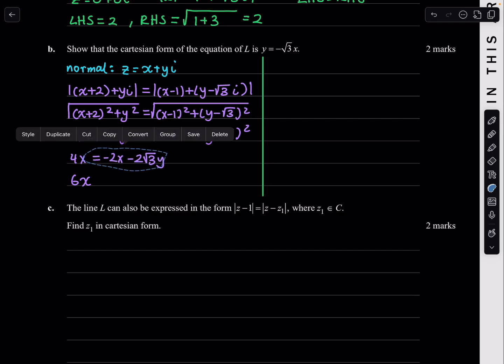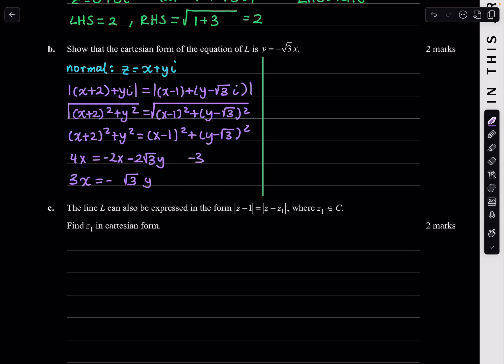So we can do that. It's equal to -2 root 3y. We can divide both sides by 2 to get rid of it, so divide both sides by 2, we get 3 here. And so, divide both sides by -root 3. So it'll be -3x over root 3 is equal to your y.